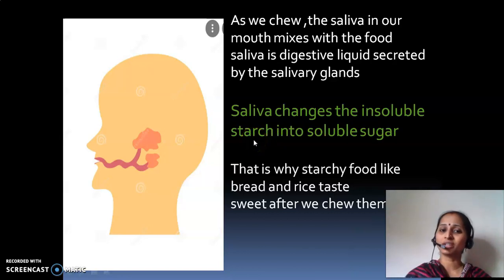What is this starch actually? Starch is an odorless, tasteless, white substance present in some kinds of food items. Saliva changes that tasteless substance into soluble sugar. That is why when we place a few granules of rice, we will not taste anything. After we chew them and at the point we swallow them, then we can feel the sweetness of the rice. That is the role of saliva in our digestive system. That is why starchy food like bread and rice taste sweet after we chew them.